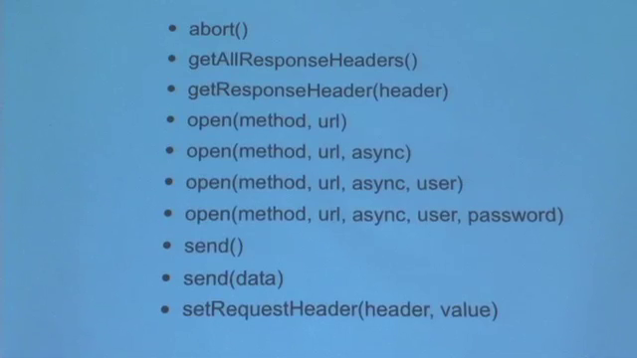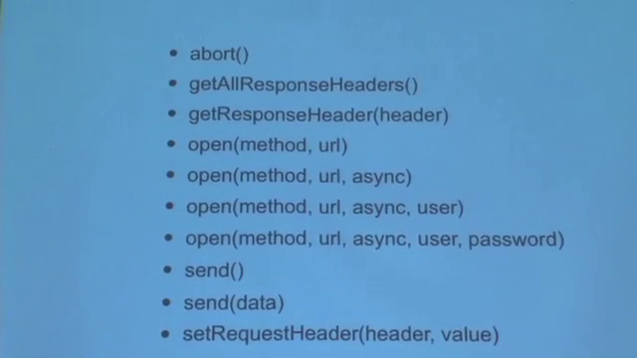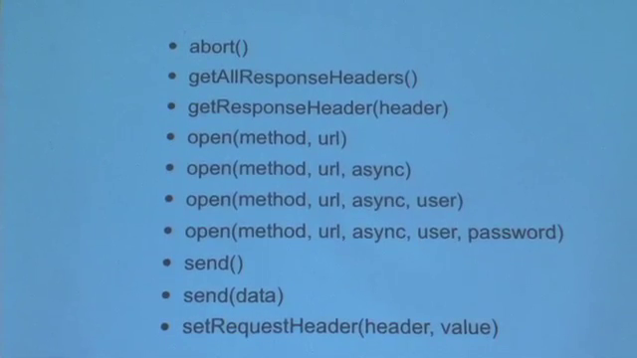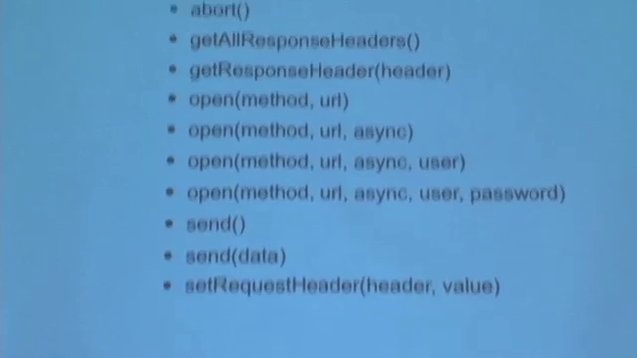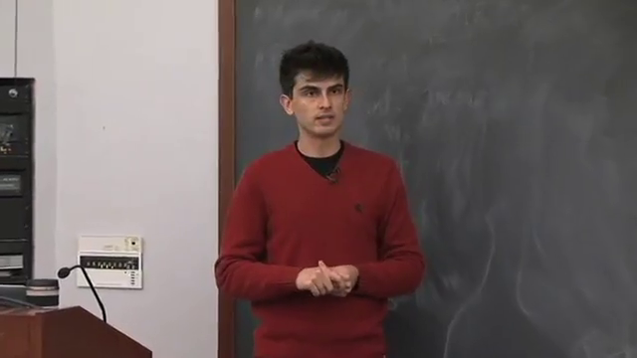Using the open method, this is actually what provides the specifics of a request. For example, if you're going to be doing a get query or a post query, what the URL is going to be of the page that you want to retrieve data from. Send actually sends the data to the server. It actually issues this Ajax request to the URL that you specified in open. And let's see, set request header. We could actually set some headers if we wanted here.